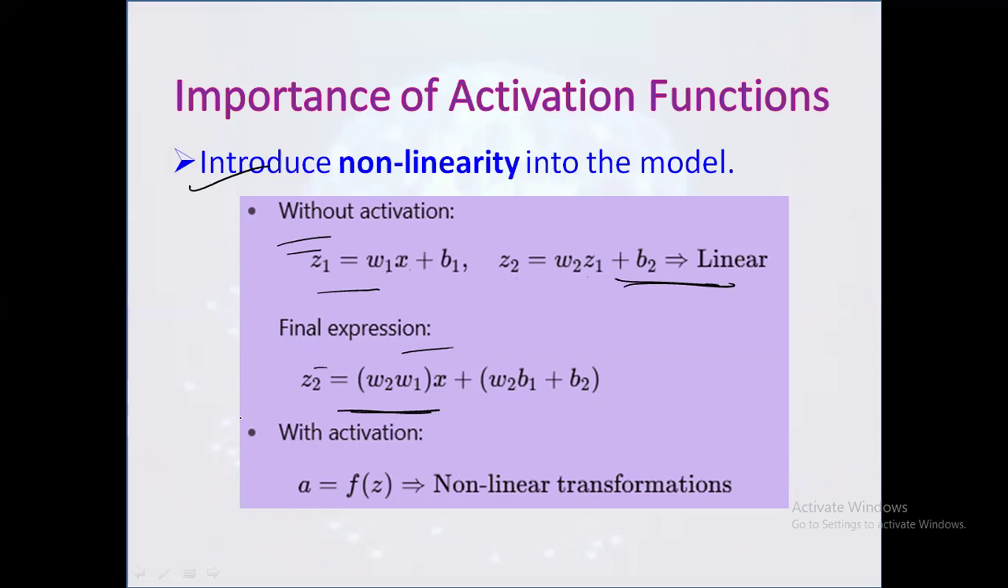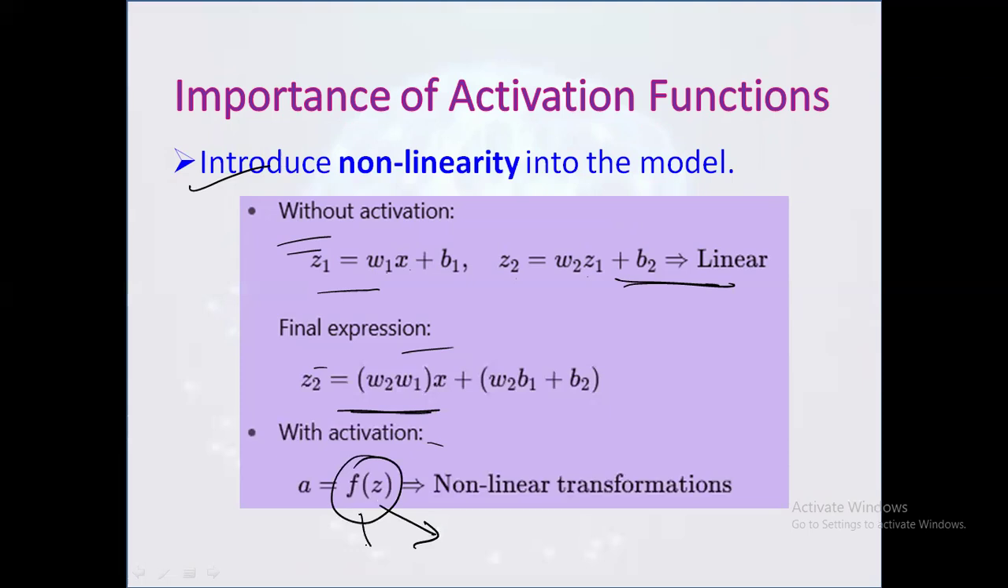This limits the model's capacity. The final expression would be given by Z2 = W2 W1 x + W2 B1 + B2. This mathematical form shows that the entire network collapses into a single linear network, which cannot capture nonlinear patterns in the data. And with the activation function f of x, the activation function may be anything.